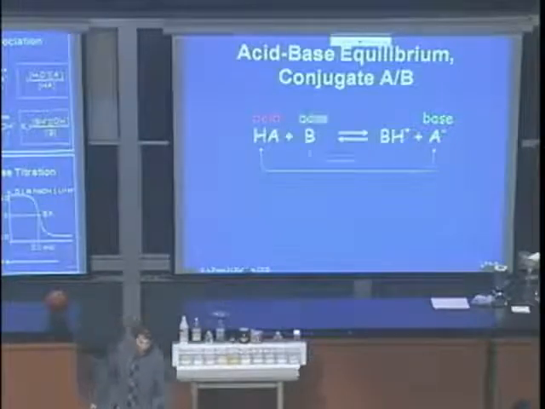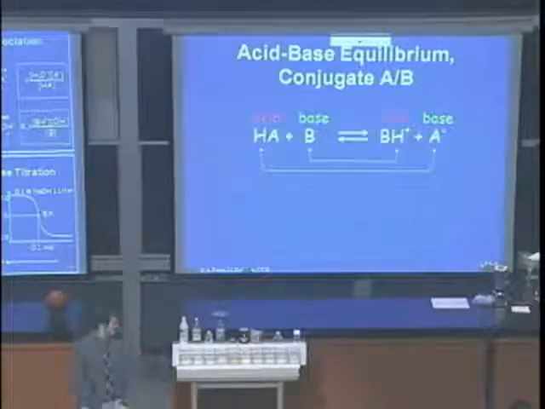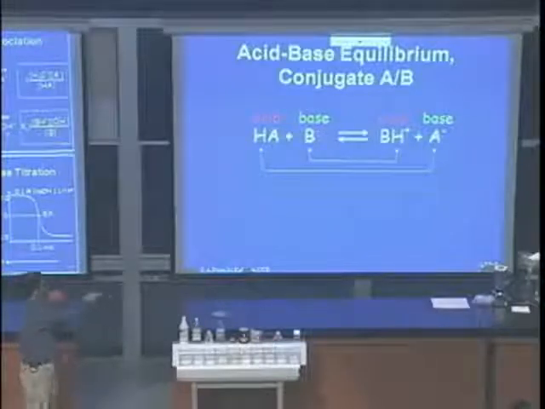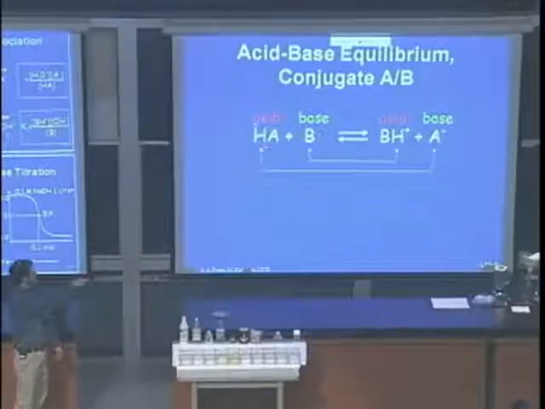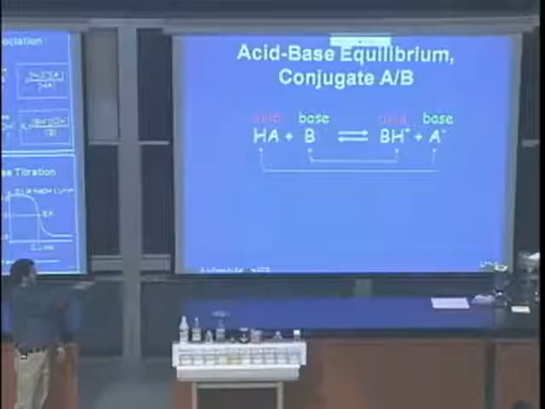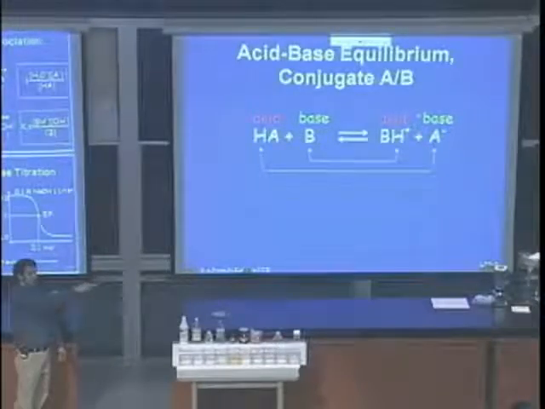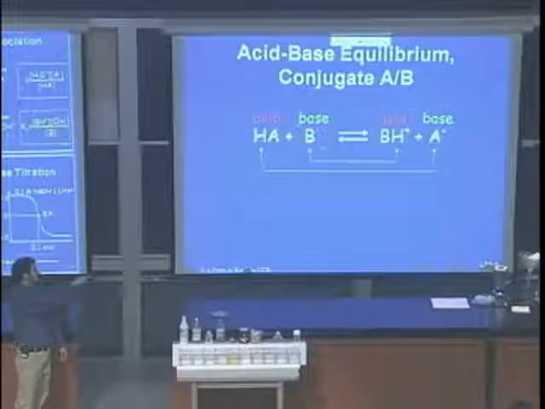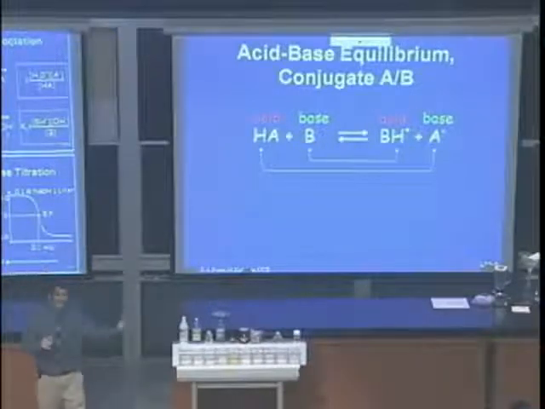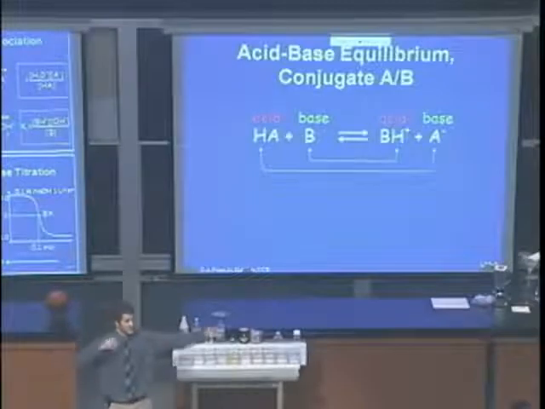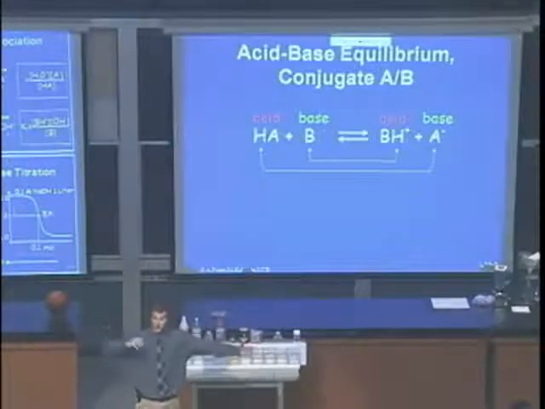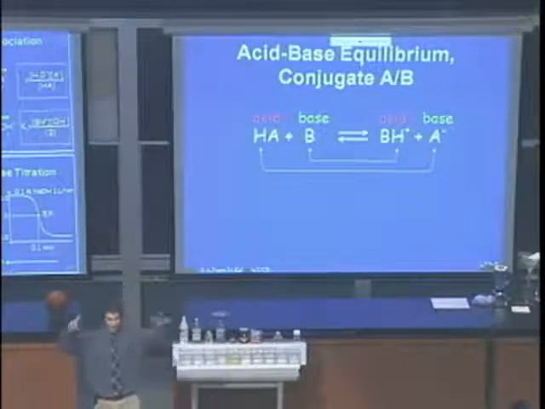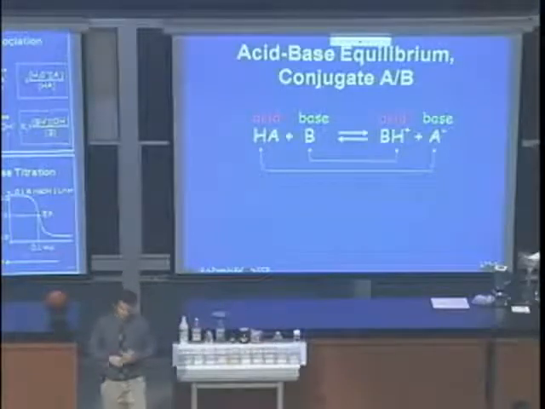Likewise, if I've got a base B that wants to accept the proton, it forms BH+ in the forward direction. But if we go in the reverse direction, it can give up the proton to reform B, the base. So again, we have a base and its conjugate acid. And because it's in equilibrium, we can go both ways, so we either have the acid or the conjugate base.